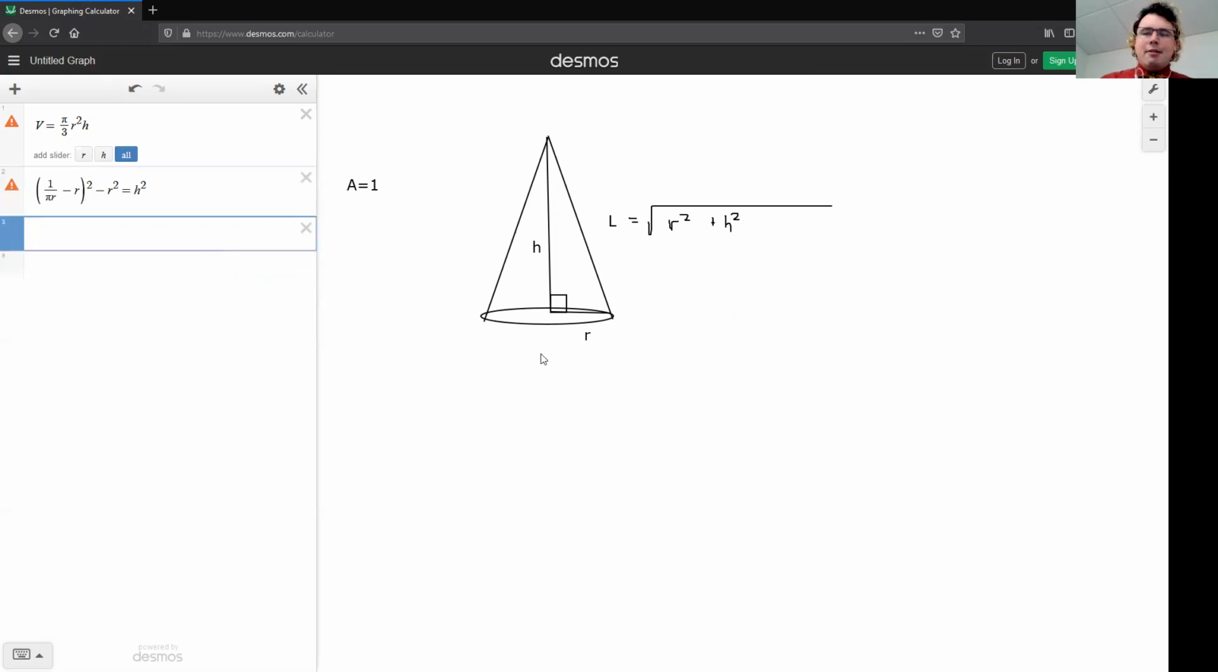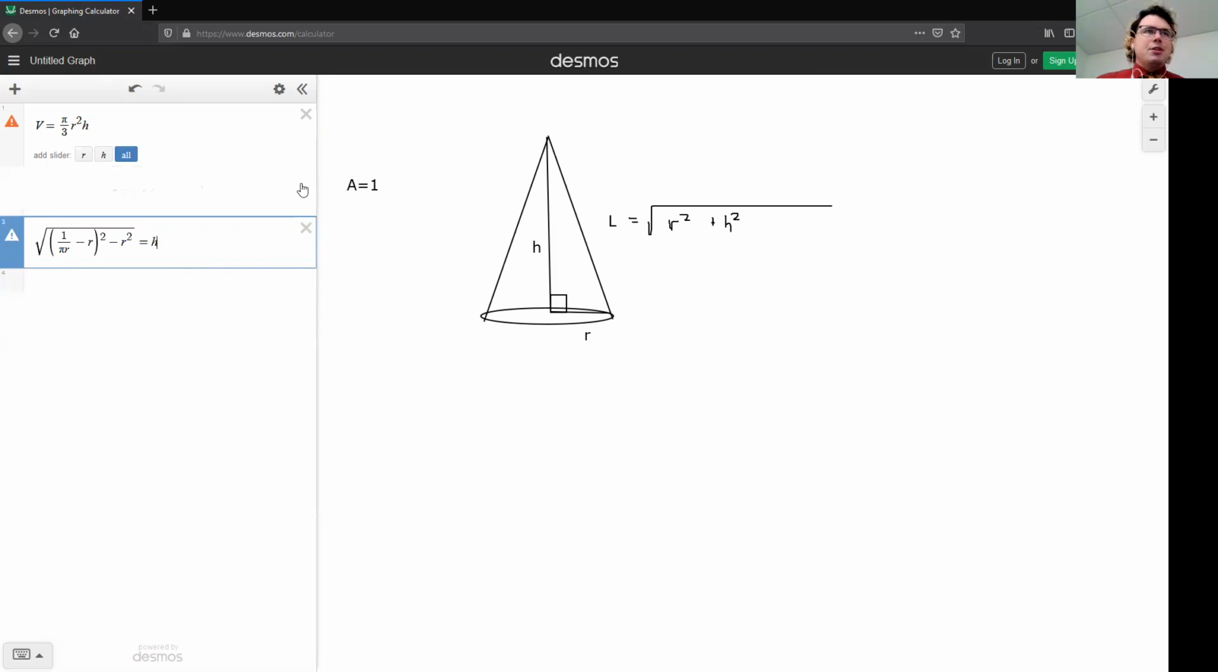And then finally, one more square root tells me that once I pick my value for r, I don't actually get to pick my h. It is completely determined by this relationship. Let me copy paste that over here. So h is equal to the square root of the quantity, the square of 1 over pi r minus r, minus r squared.